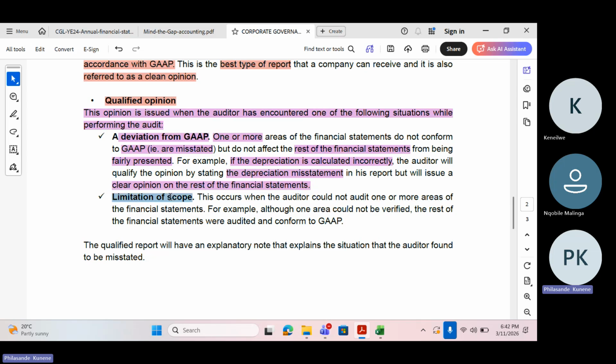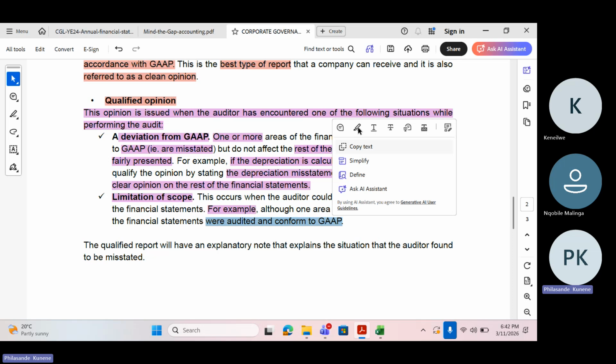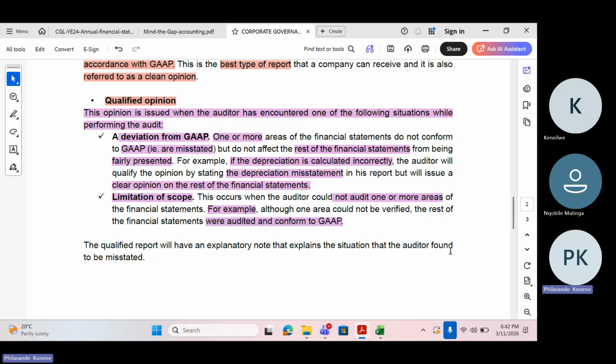Let's look at the second part, limitation of scope. A limitation of scope is a situation where we did not get enough information. This occurs when the auditor could not audit one or more areas of the financial statements. For example, although one error could not be verified, the rest of the financial statements were audited and conformed to GAAP. Let's say, for example, I wanted to validate the cash that is sitting in the bank, cash and cash equivalents in the balance sheet.